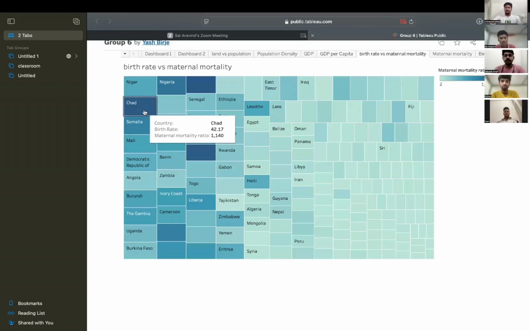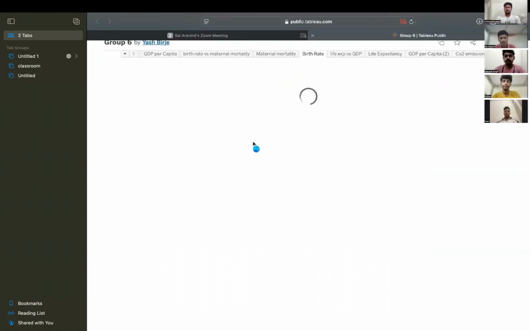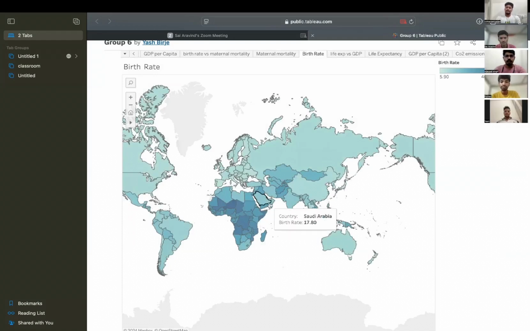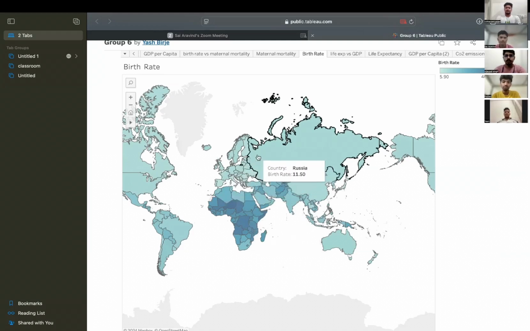Hello, myself Vijay Singh Rathod, and I will explain birth rate versus maternal mortality. So let's come to the first, birth rate. Birth rate is equal to the number of live births per 1,000 people in a population. High birth rate is seen in developing countries, as we see in the diagram also, driven by factors like limited access to family planning, cultural norms, and lower education for women. Low birth rate is seen in developed countries, influenced by better access to contraception, increased education for women, and economic stability.